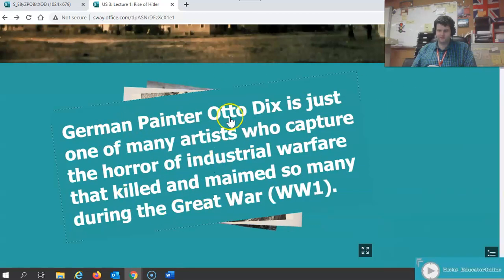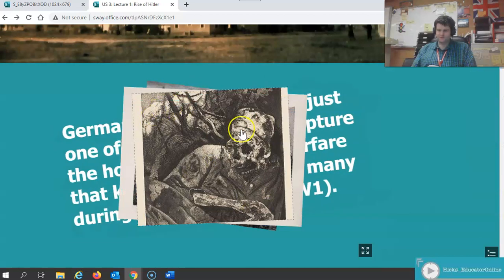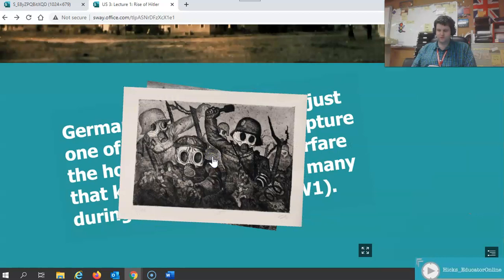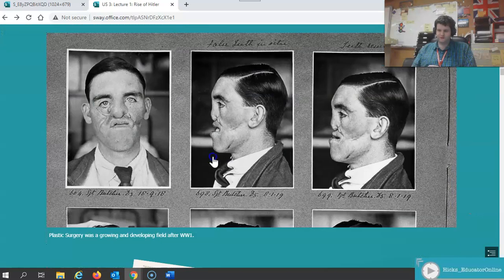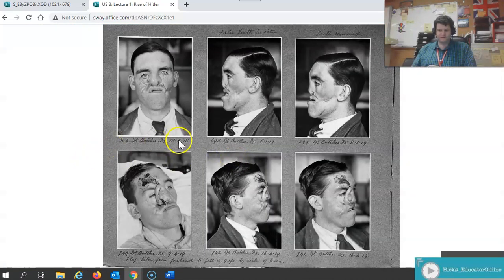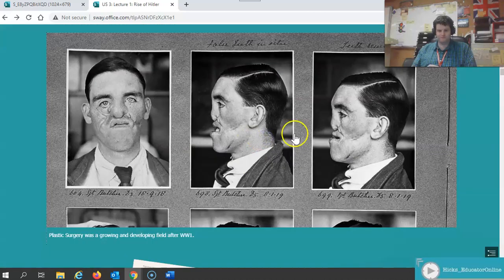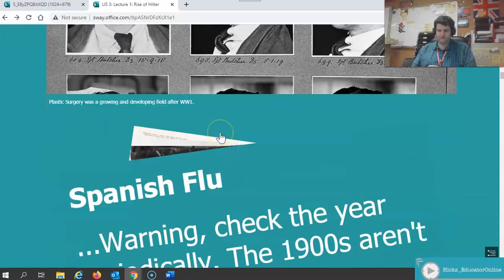And these are just some pictures to show you what people thought of the Great War afterwards. It's a great and terrible industrial war. Here's some pictures of early plastic surgery and World War I injury work.